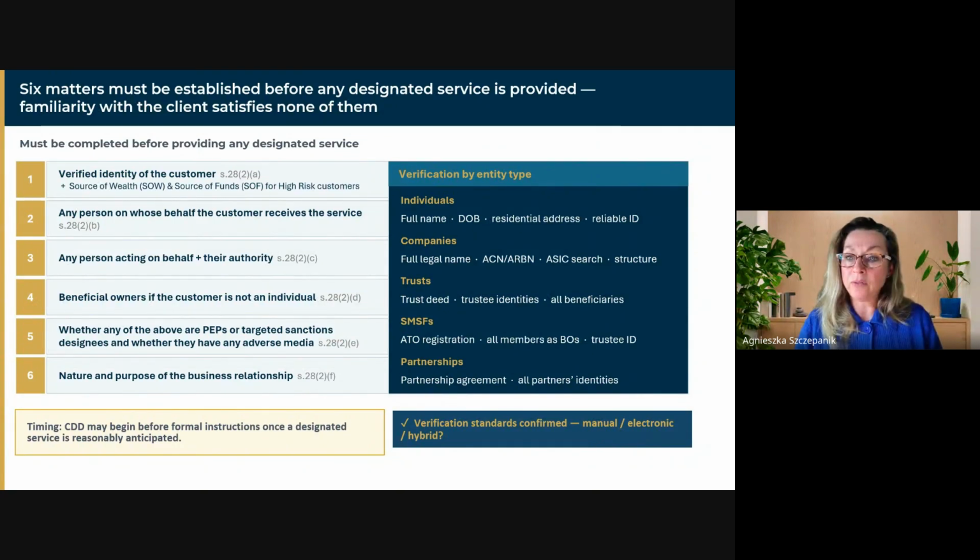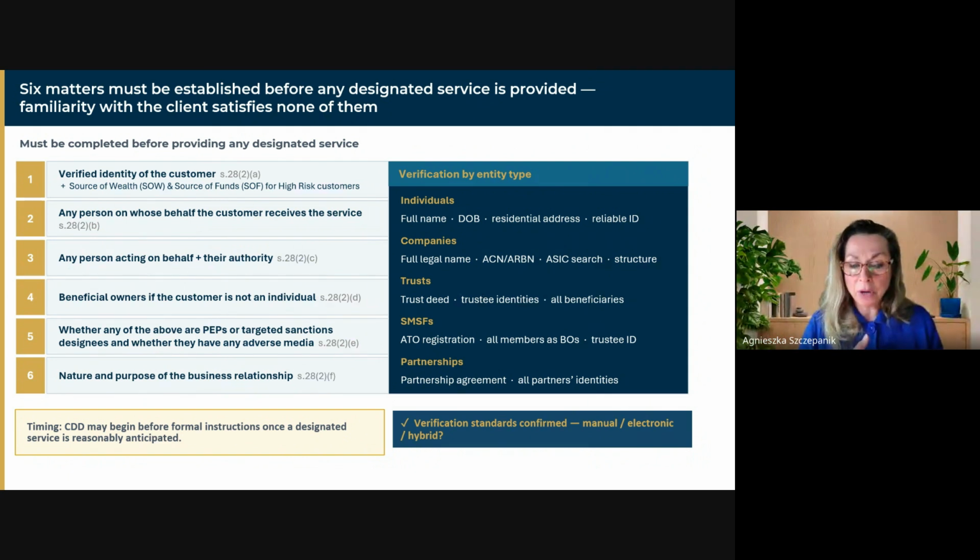Are any of the beneficial owners, the customers, or any of the connected parties with that transaction a PEP or a targeted sanctions match, or is there any adverse media on them? And that's a screening component. We'll talk about that on another slide.